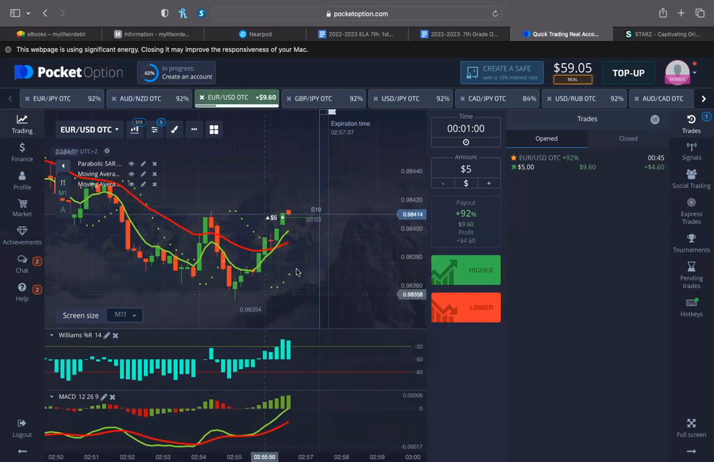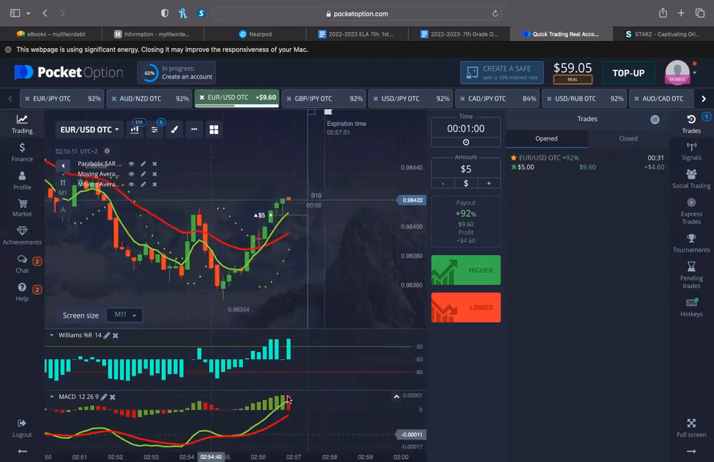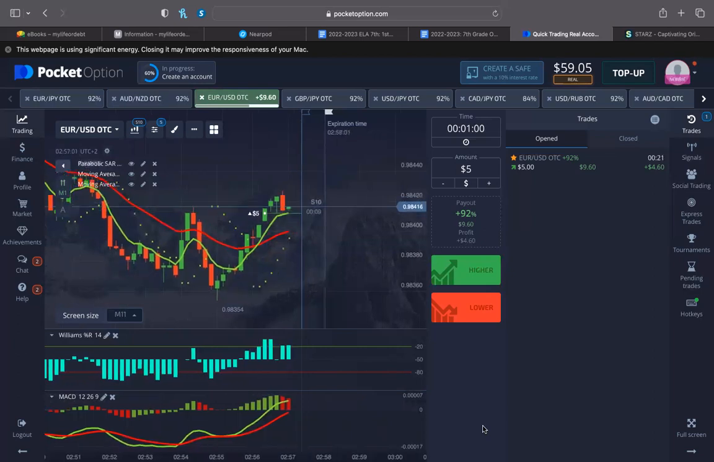PSAR is on the bottom. Green line has crossed over the red EMA. Same thing here, we got the Williams way over the green and above the -50. Same thing here, we have the MACD that has crossed up, as well as we have green energy here. It's kind of going back and forth, but it's definitely in for a buy.